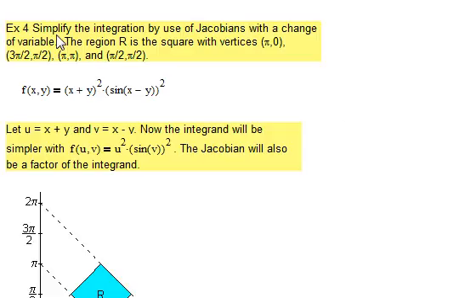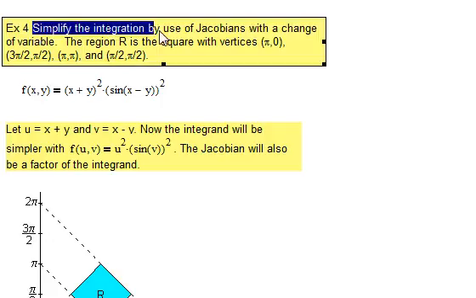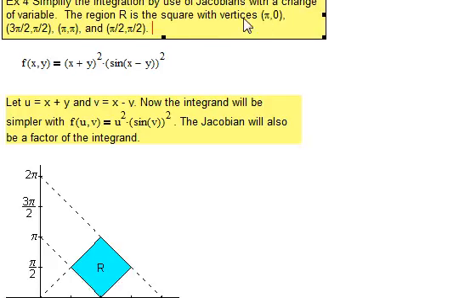Well, here's an example that's somewhat challenging. Simplify the integration by use of Jacobians with a change of variable. The region R, and this is what makes this so hard, is the square with vertices (pi, 0), (3 pi over 2, pi over 2), (pi, pi), and (pi over 2, pi over 2). So those were listed in order.